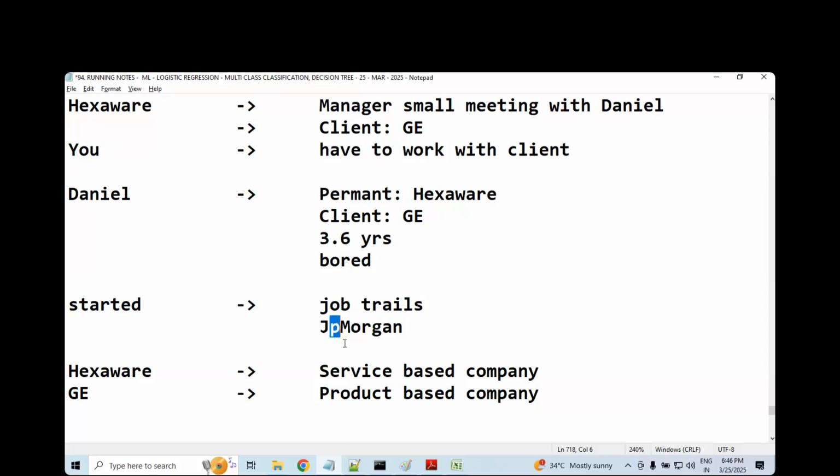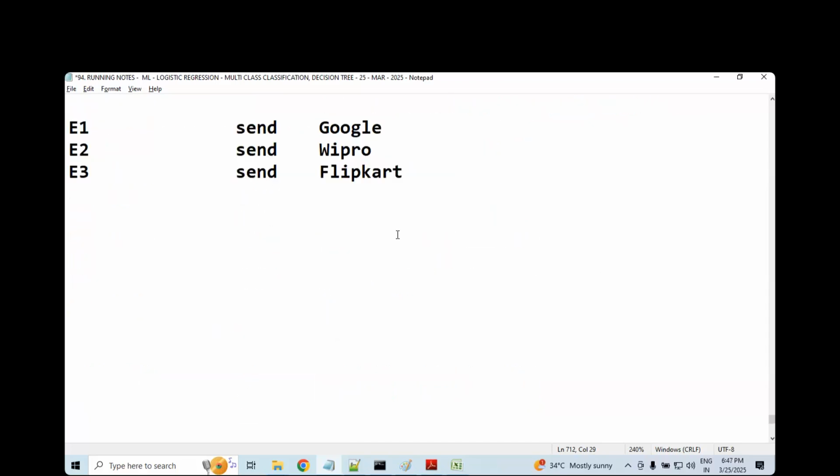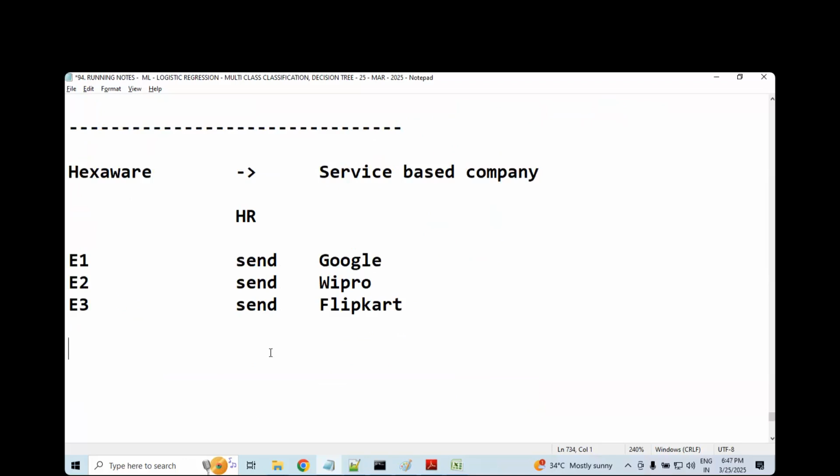Now, for JP Morgan, which documents do I need to submit? Hexaware's. You should submit Hexaware's, because GE won't care at all. They never give even a single piece of paper. It is just oral communication between the Hexaware manager and you. There is a policy. That's it. Make a note on this.